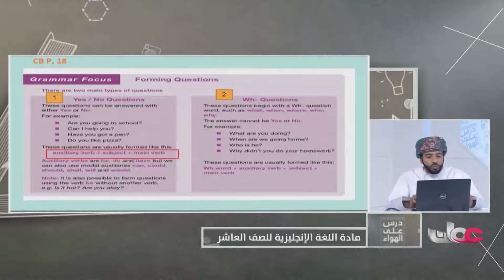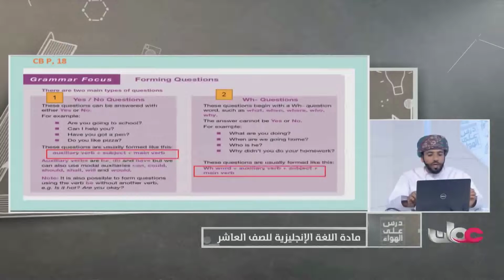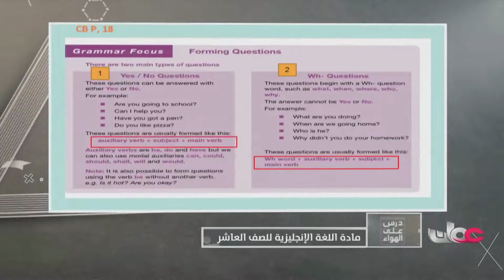When are we going home? Someone is asking when. At which time? Then, who is he? He's asking about a person. Who is he? Can we answer with yes or no? It is not correct. Now, the fourth one. Why didn't you do your homework? What is the reason that you didn't do your homework? So, these questions are usually formed by a WH word like what, when, who, and why, then the auxiliary verb.